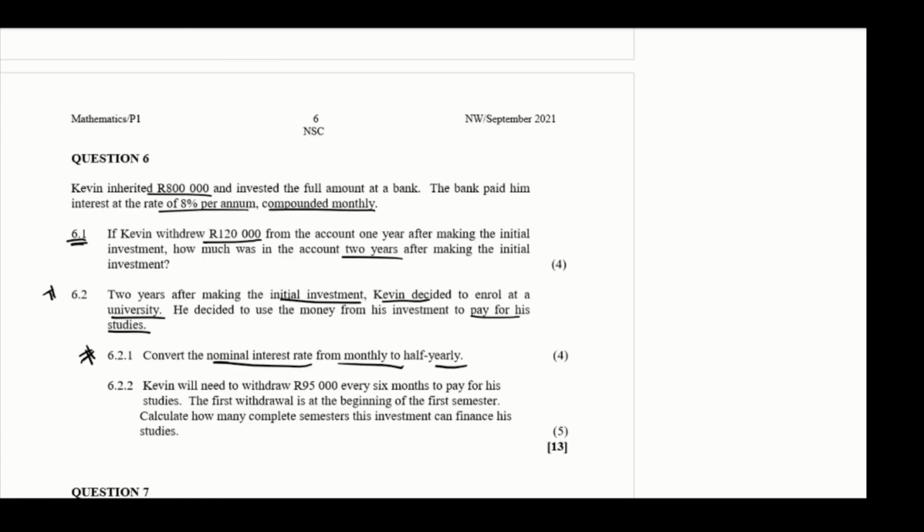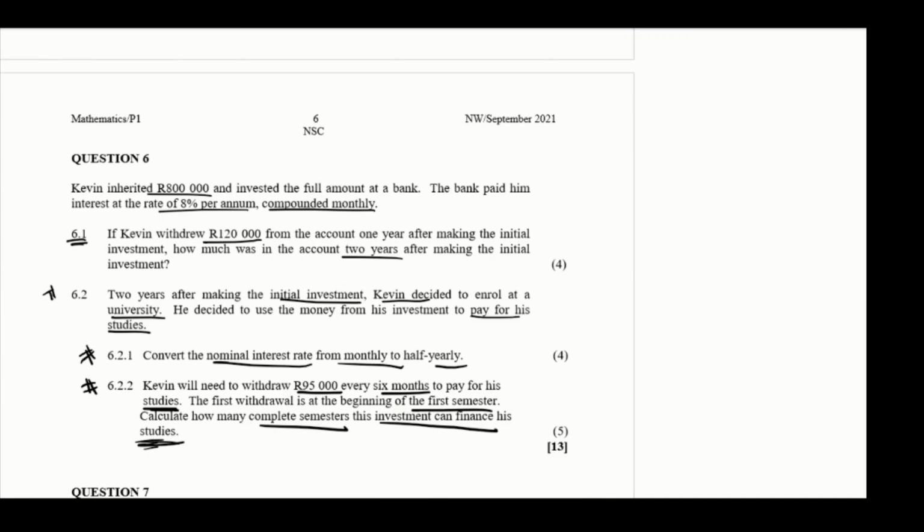So 6.2.2: Kevin will need to withdraw 95,000 Rand every 6 months to pay off his studies. The first withdrawal is at the beginning of the first semester. Calculate how many complete semesters this investment can finance his studies.